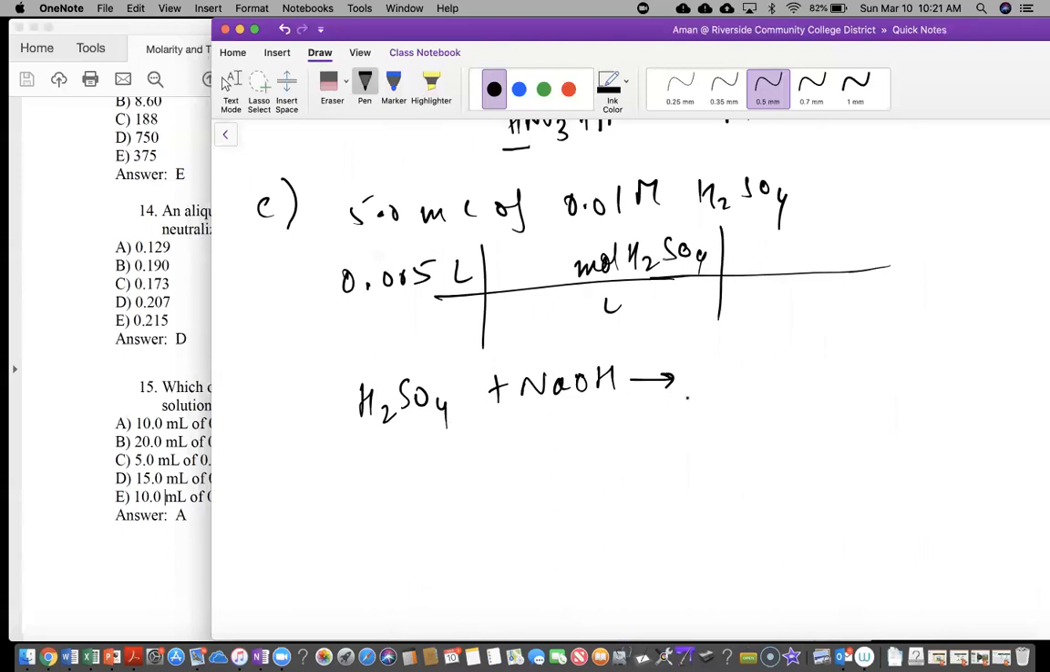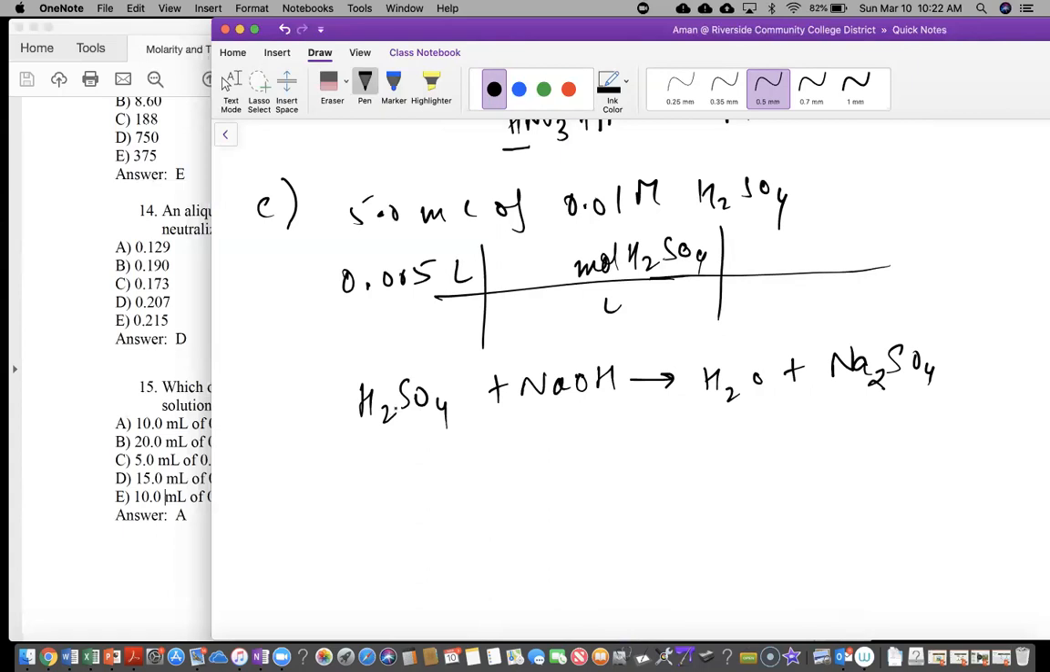Can you tell me what products will be made here, Nick? Wouldn't one of them be H2O? Right, H2O, and what else? Sodium sulfate. So what was the formula of sodium sulfate? Is it just NaSO4? No, the charges aren't balanced. What should be the formula then? Na2, because sulfate is -2 and Na2 is +2. That's why it's Na2SO4, okay?